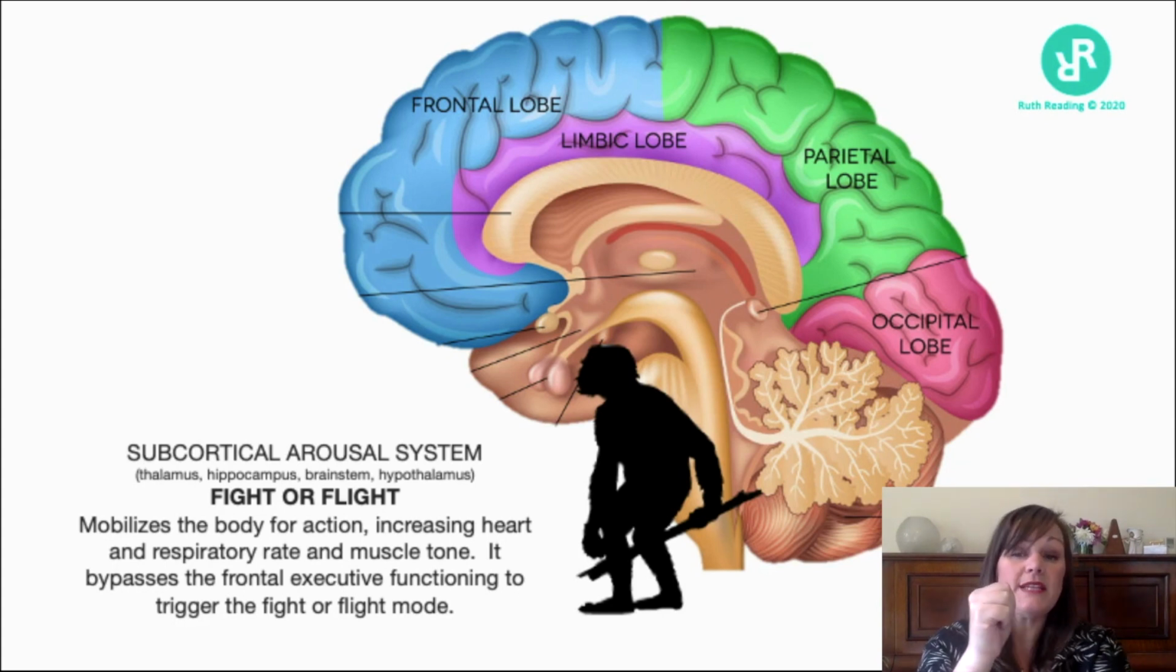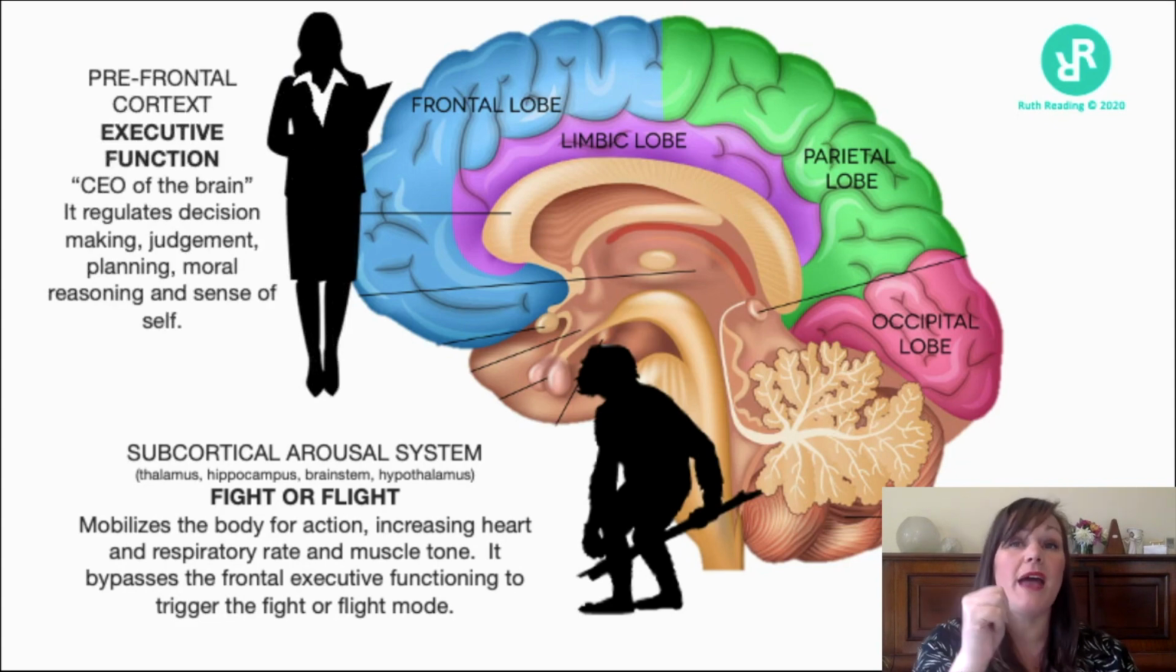Our cortex is what we call the CEO, our prefrontal cortex. It does all our executive functions. Things like making decisions, having judgments, planning, our moral reasoning is in there, and our sense of self.